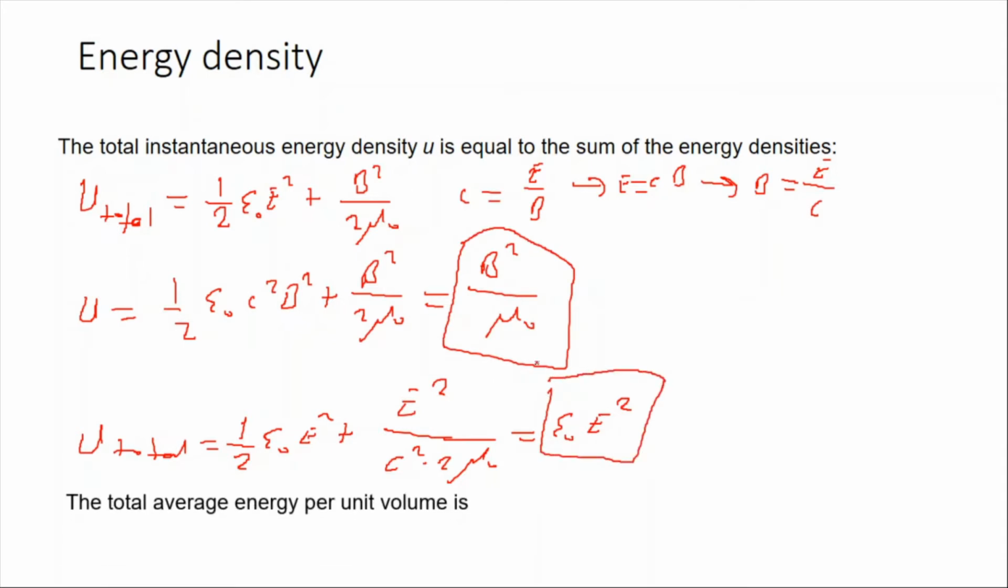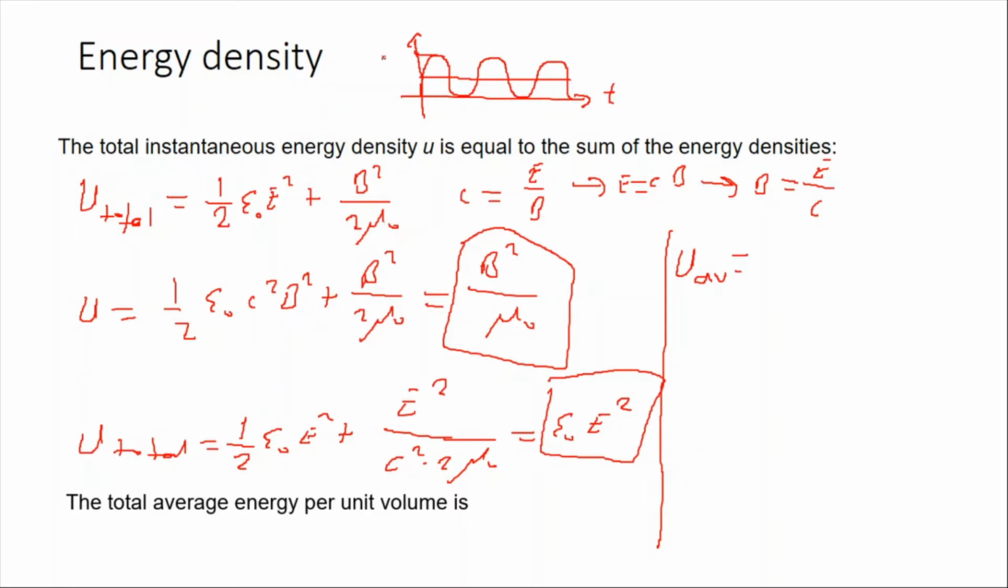Now what about the total average energy per unit volume? This is the changing instantaneous energy. This is also the changing instantaneous energy, but the average energy is going to be something like this. Since it is squared, the total instantaneous energy density is going to have a changing behavior with time. When we are looking at the average value of the total, if this is the maximum value, this is the maximum value.